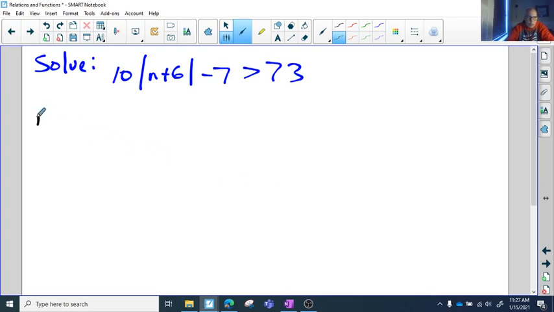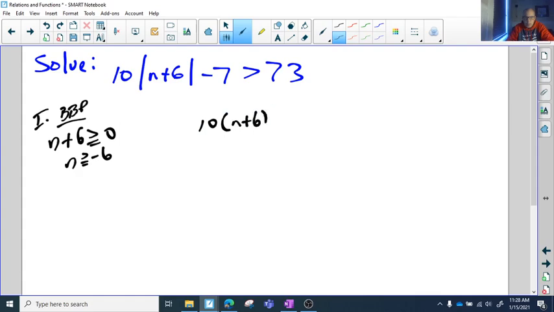So case 1 is between the bars may be a positive value, so I've got to figure out what would make that happen. So if n plus 6 were greater than or equal to 0, that would only happen if n was bigger than negative 6. So if between the bars is positive, you really don't need them because they don't do anything. You just solve it as it's written. So we're going to solve this.